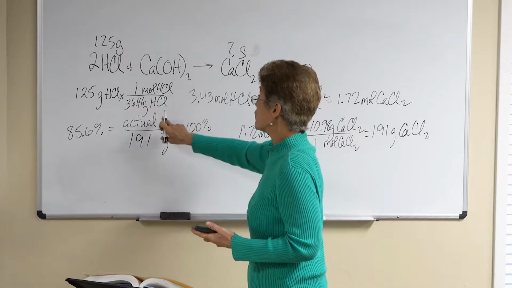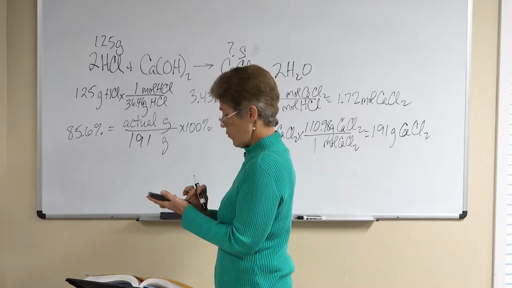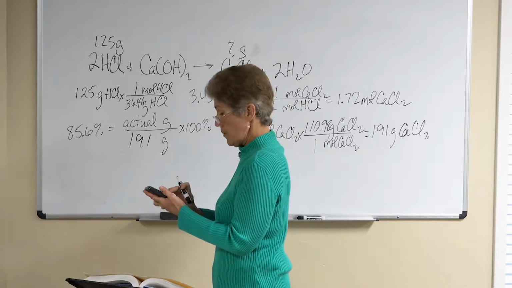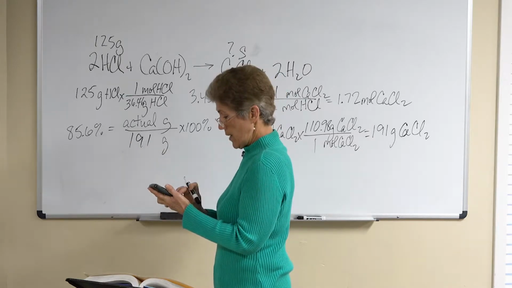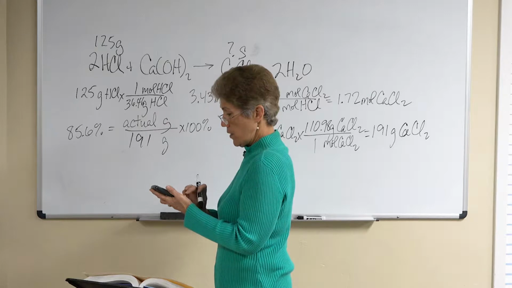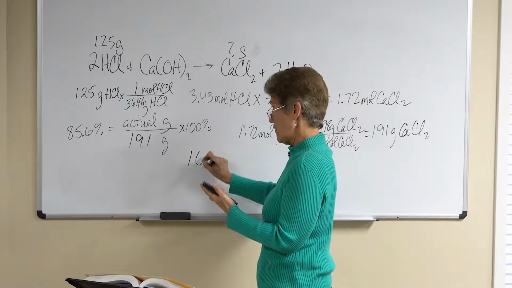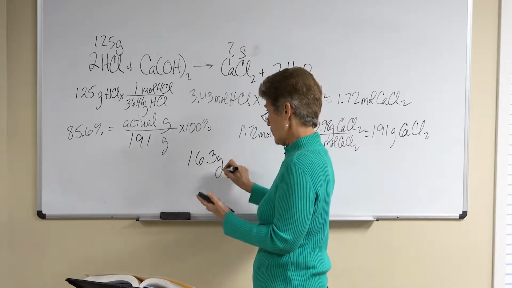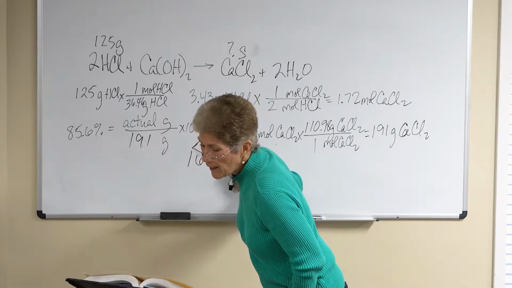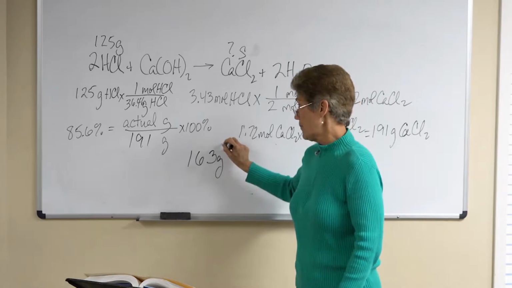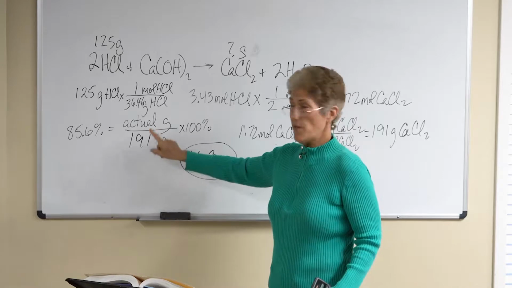Okay, so now I'm going to solve for the actual. So I'm going to take this number, 85.6, I'm going to divide it by 100%, and then I'm going to multiply it times 191 equals, and that gives me an actual yield of 163 grams. So her actual yield was 163 grams. I just solved for that. But first I had to solve everything to put in the theoretical, and then I was able to solve for that.